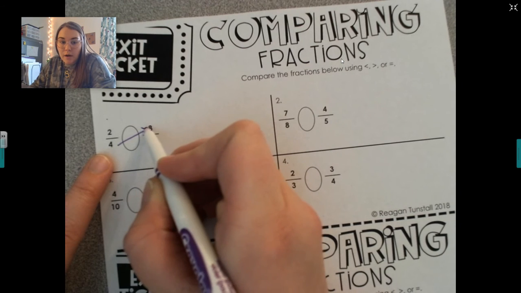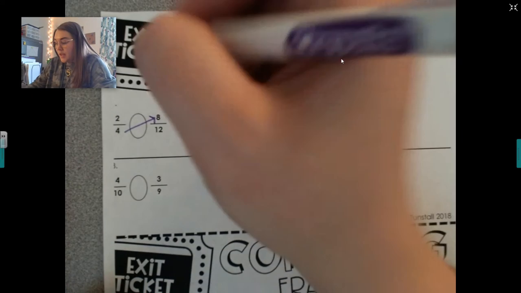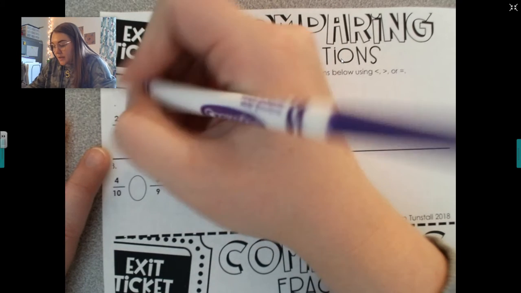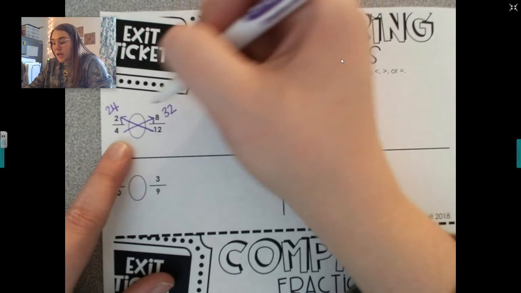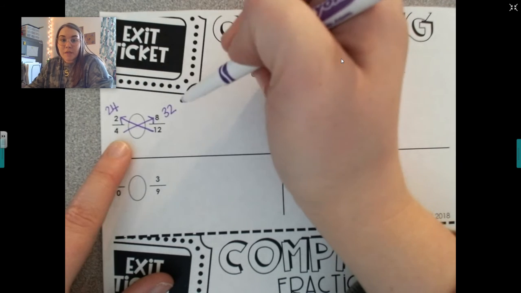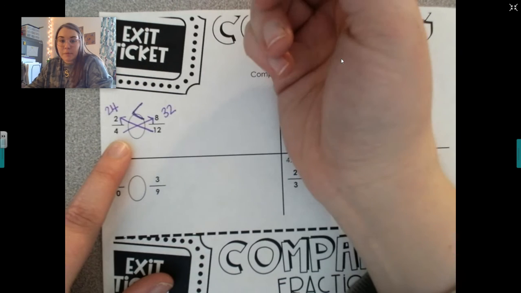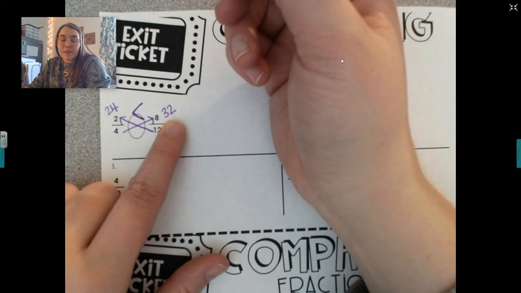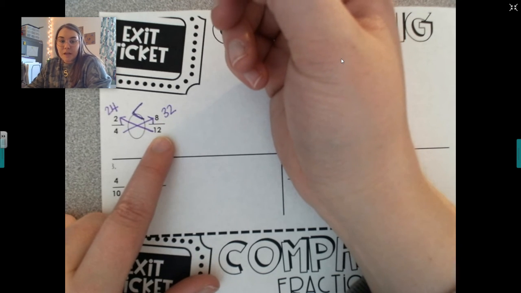So 8 and 4. What is 8 times 4? That's 32. Then you're going to do 2 times 12. That is 24. So which number, forget about the fractions, which number is bigger? The 32. So I'm going to draw my alligator to that number. So 24 is less than 32. So that means 2/4 is less than 8/12.